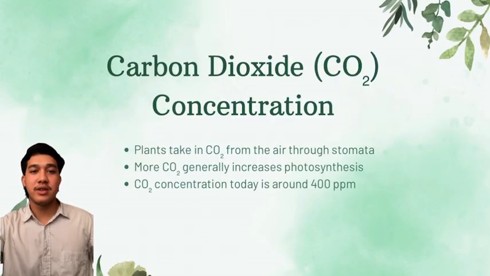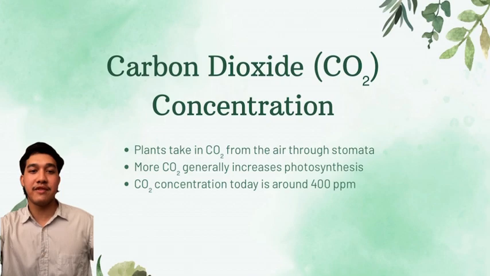Next is carbon dioxide concentration. Carbon dioxide is one of the raw materials needed for photosynthesis. It enters the leaf through small openings called stomata. When the level of carbon dioxide around the plant is higher, the plant can make more glucose. However, if stomata are closed due to water stress, carbon dioxide cannot enter and photosynthesis will slow down.